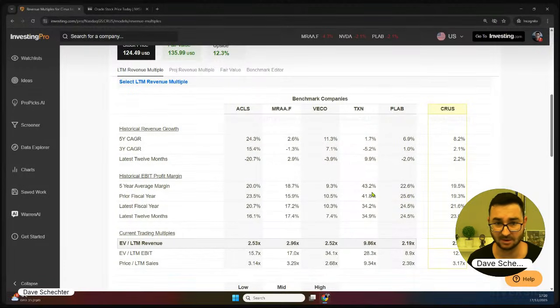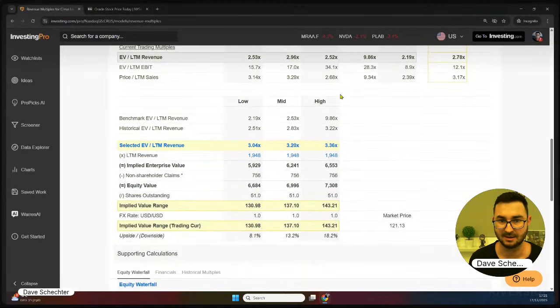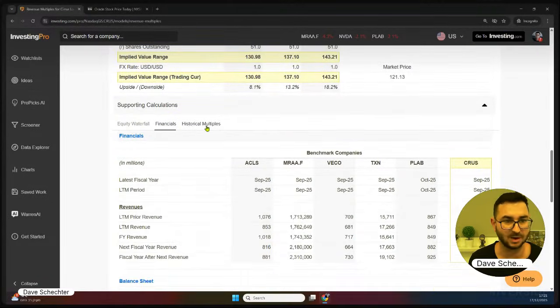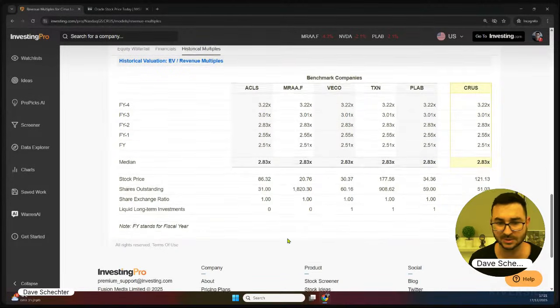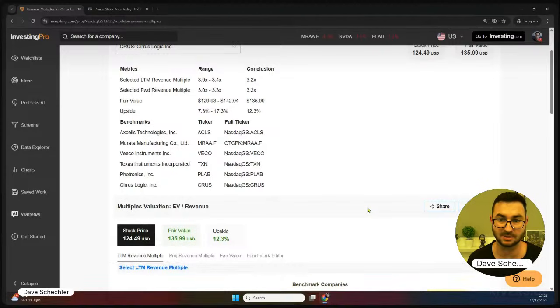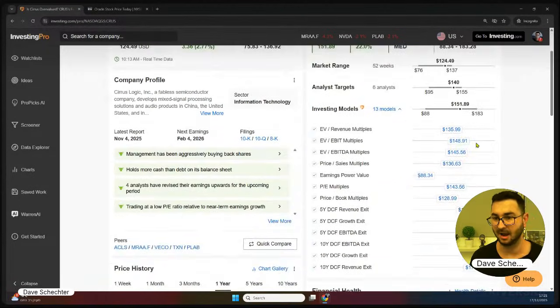So you can see all of the data for Cirrus Logic in relation to its peers and sector across all of these different metrics. Here are the different risk tolerances. Here are the supporting calculations. We have the equity waterfall, financials, historical multiples, all of the information that you need in order to double check our work, in order to better understand how each and every one of these investing models, how we've come up with that particular estimate.